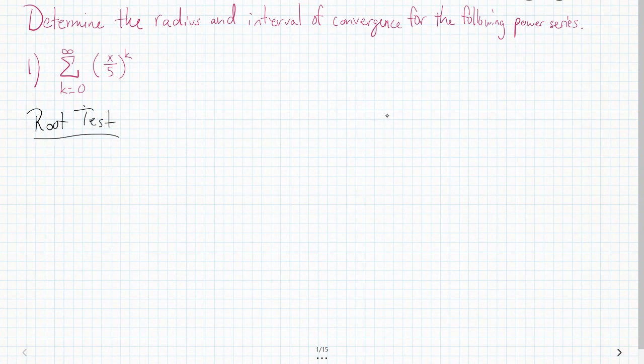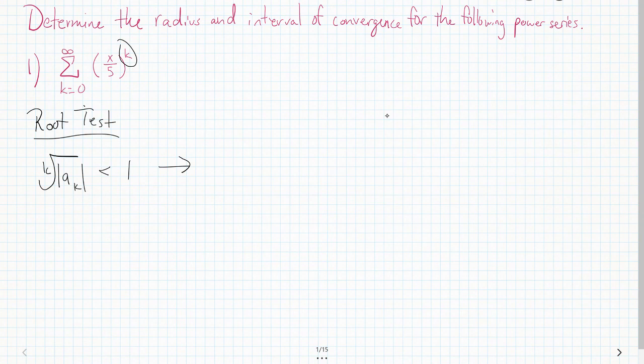it says we can take the kth root of a sub k. Now why the root test? Well, because everything's raised to that k power right there. You might see n used. I'm trying to use some different letters every now and then. Now in order for this thing to converge, we need the kth root of the absolute value of a sub k to be less than 1. I should put absolute value right here, my apologies.